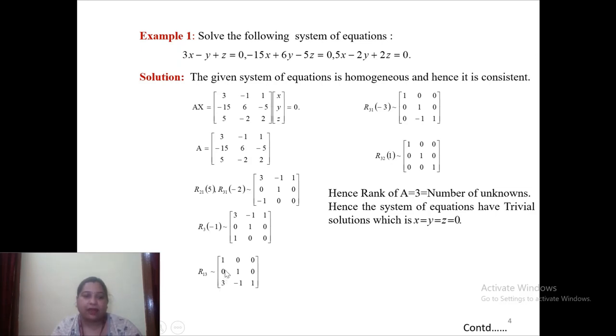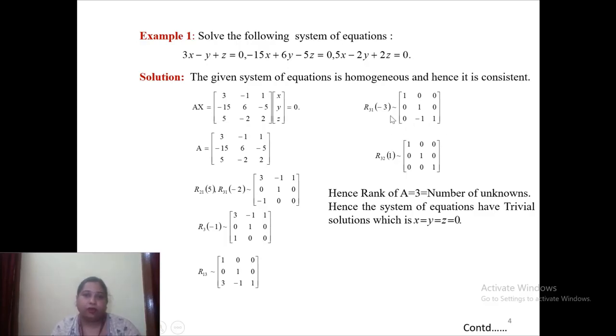Now, with the help of this element 1, we have to make the elements below it 0, in R2 1 and R3 1. R2 1 is already 0, and we will make R3 1 zero. So we apply the operation R3 tends to R3 minus 3 times R1. By applying this operation, the first row stays as it is, the second row stays as it is, and the third row becomes 0, minus 1, 1.